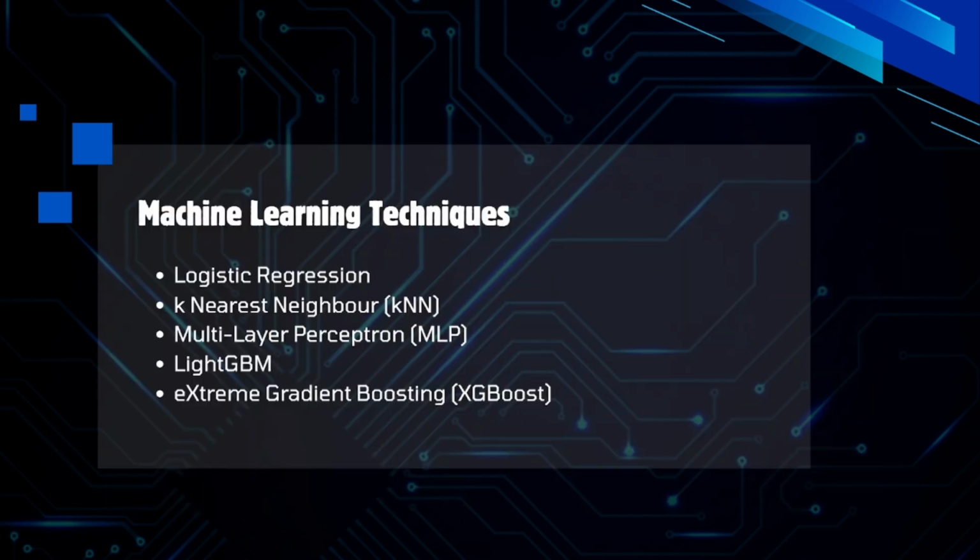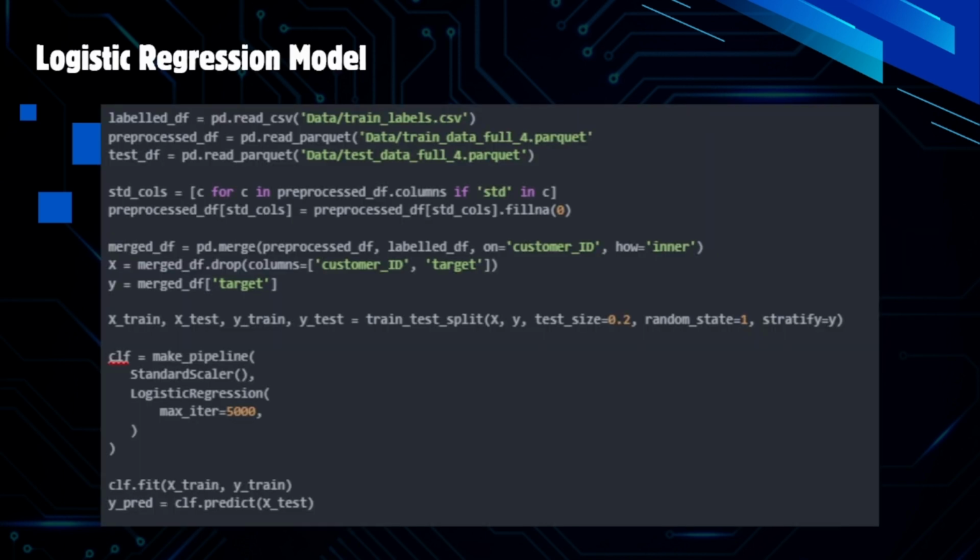Next, we'll discuss the machine learning models used in our project: logistic regression, k-nearest neighbor (KNN), multi-layer perceptron (MLP), LightGBM, and extreme gradient boosting (XGBoost). For logistic regression, we use an 80-20 training validation split to establish a baseline performance. The training data was fitted and transformed, while the validation data was transformed for prediction. The same process was repeated for the test set using the entire training data for model fitting.